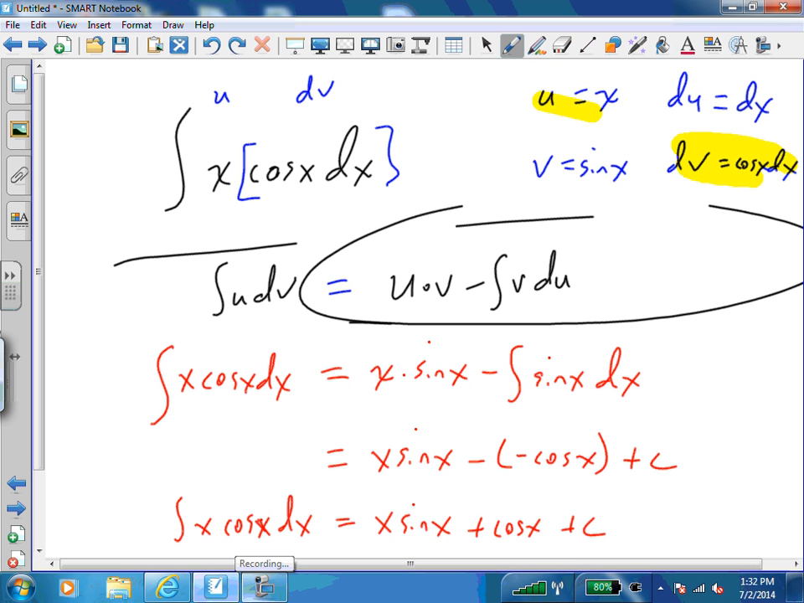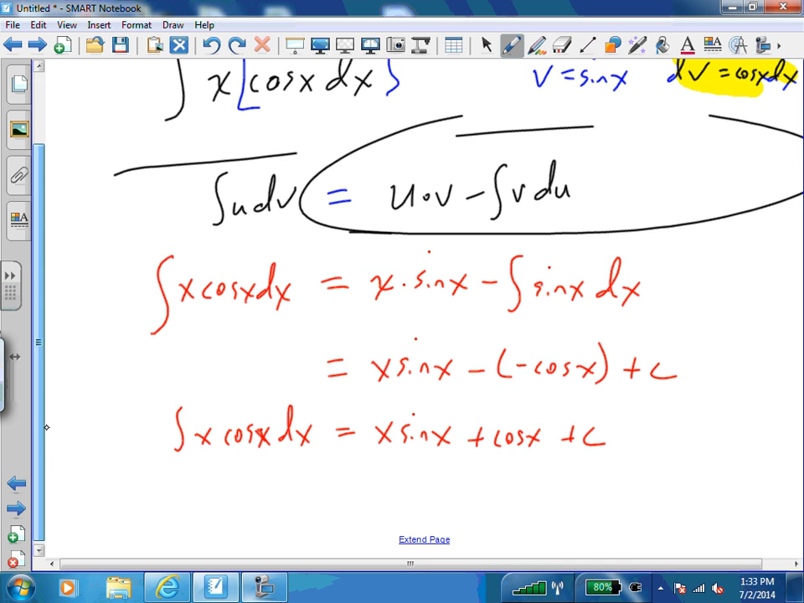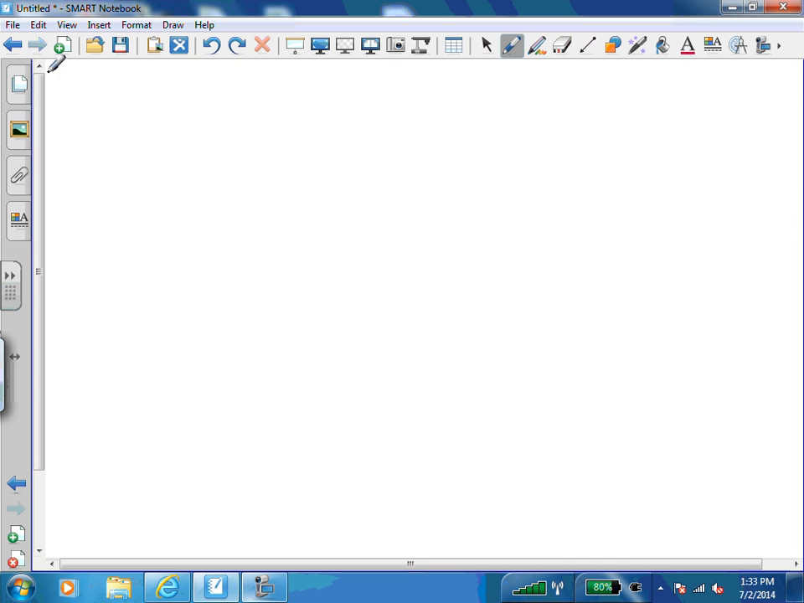And most of these are going to have something similar to this, where we have two factors. One factor that when you take its derivative is going to get to a lower degree, or get simpler, and then the other one is going to be something that we know how to integrate. Now, there are several different variations, and we'll look at several different ones. Let's do a similar one.